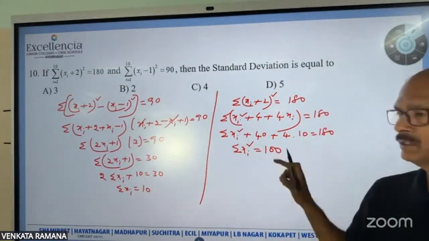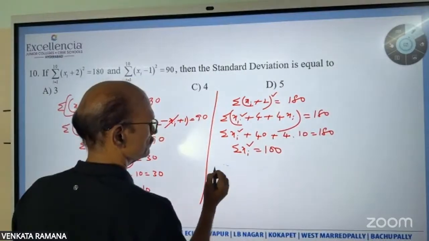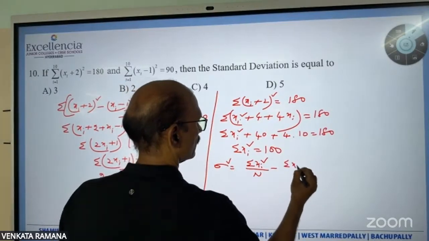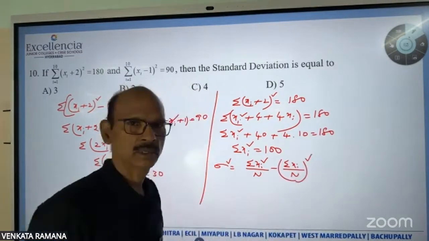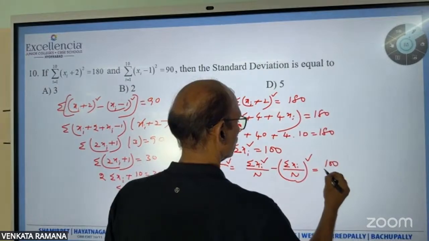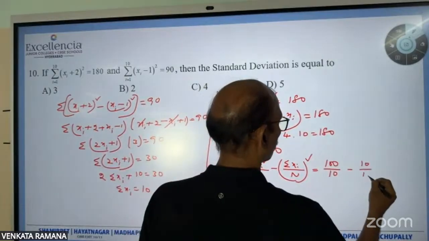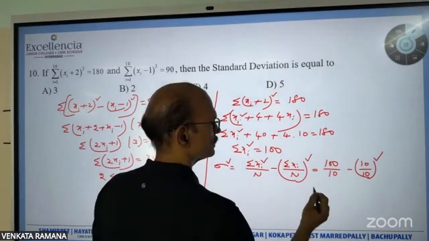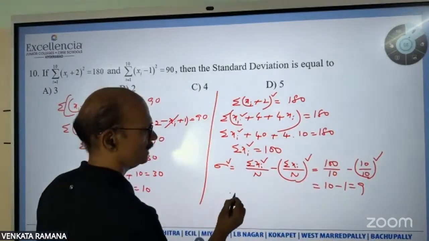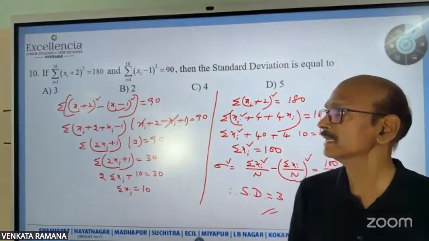So we know sigma xi, we know sigma xi square. Once you know these two, then variance is equal to sigma xi square by n minus sigma xi by n whole square. By using this formula, we can simplify this one. Sigma xi square is 100, we got it, by n means 10, minus sigma xi, which is 10, 10 by 10. So therefore it is 10 minus 1, which equals 9. So therefore the standard deviation is equal to 3. That is the answer.